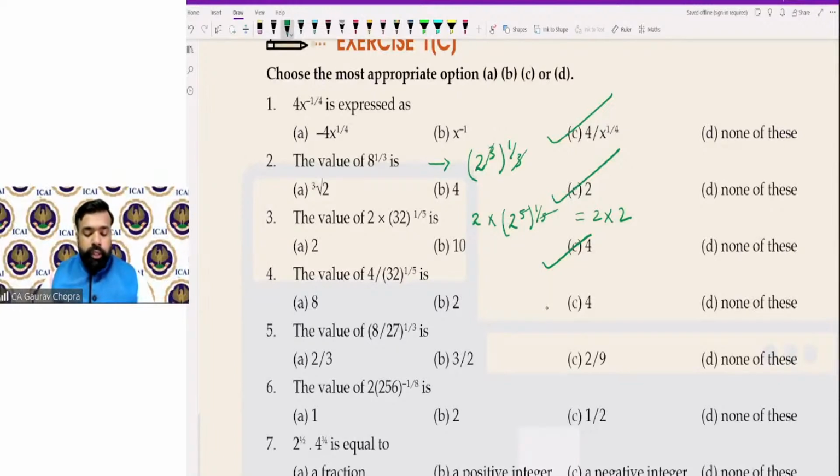Question number 4 is very similar. What will be the answer? It is 4 divided by, instead of multiplication, it is division. So 32 is 2 to the power of 5 multiplied by 1 by 5. So 4 upon 2 becomes 2. So this time option number B. So for question number 4, B option is correct.